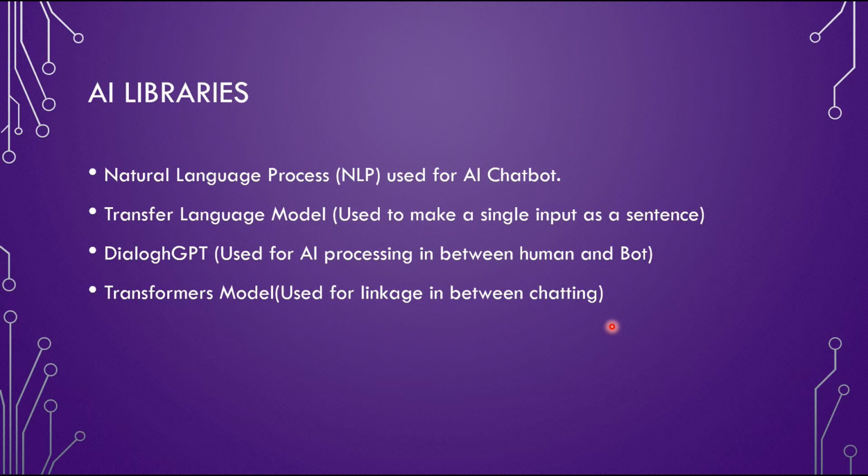Number third, dialogue GPT. Dialogue GPT is basically in-link, or I would say AI processing in between human and bot. Human and bot will respond according to the dialogue GPT to each other. Number last is transformers model is used. For example, I would say some question to the bot, and bot will respond according to this. And again, I would say something, and again, bot will respond. So this sequence, or I would say this chatting conversation, is managed by transformers model.